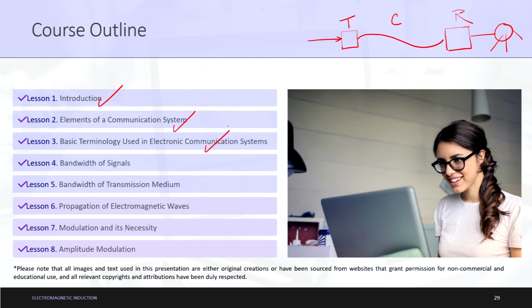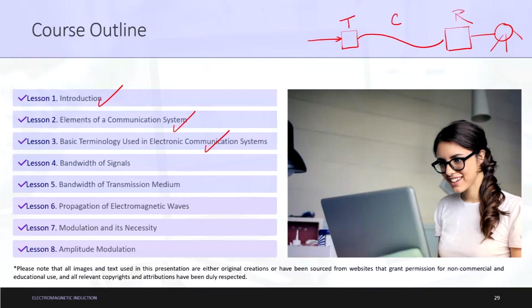Next is lesson number 3, which is basic terminology used in electronic communication systems. In this we studied transducers, and what a signal is. There are two types of signals, analog and digital. Then we studied different aspects of digital signals, noise, amplitude, amplification, and attenuation. What is attenuation? Attenuation is basically a loss of strength with the passage of the signal. Loss of strength is also analogous to loss in the amplitude. What is amplitude? Just to iterate again.